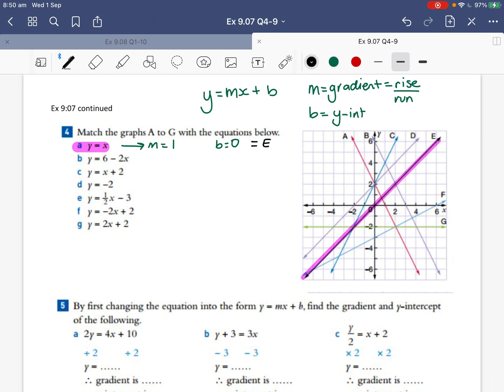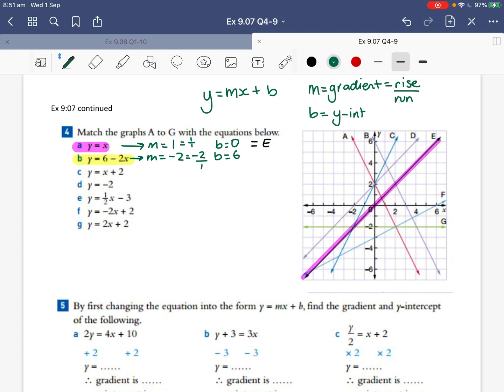Then for B, what I want to do is write out what my gradient is and what my y-intercept is. So my gradient is my coefficient of x. Now my coefficient of x in this equation is -2. What that means is I will have a rise over run of -2 over 1. So back up here we had a rise over run of 1 over 1. My b is my constant. Now my constant term is 6. So my b is 6.